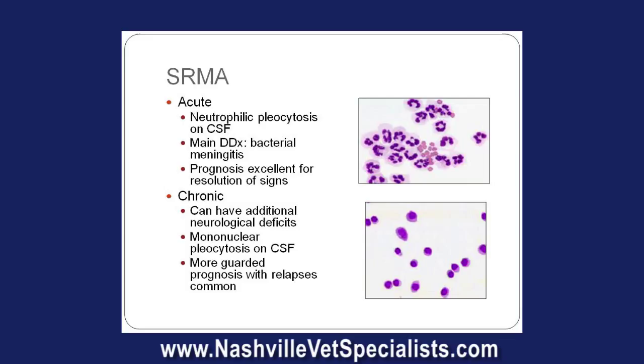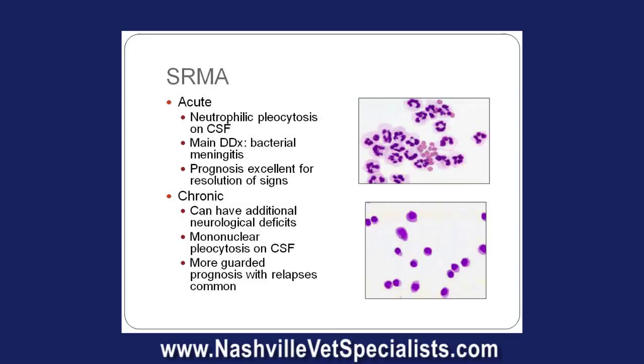So you can image these dogs, and sometimes you'll see some meningeal enhancement. This is a post-contrast T1 weighted image, and the meninges here are enhancing. Most of the time, I'd say, imaging is not done on these dogs, and the diagnosis is made by CSF. What you're going to see is an increase in neutrophils. It's called a neutrophilic pleocytosis when you have an increase in the number of cells.